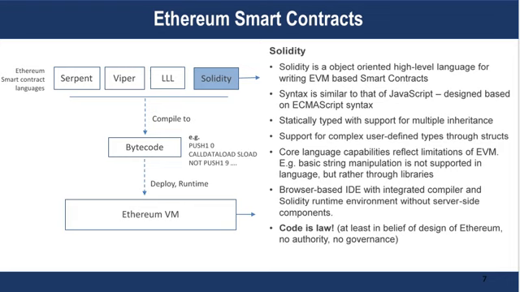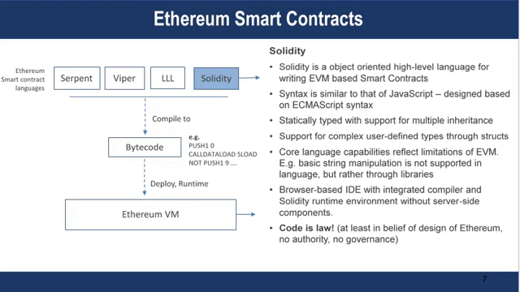Looking at the smart contracts themselves here, Ethereum has multiple languages in which these smart contracts can be written, like Serpent, Viper, LLL, or the most popular, Solidity, which you are all aware of. Solidity is basically an object oriented high level language, very similar to JavaScript, and it gets executed inside the Ethereum virtual machine.